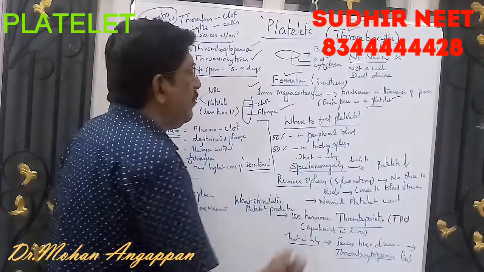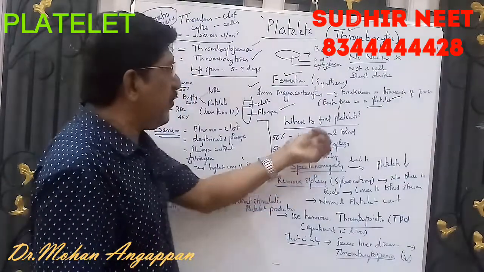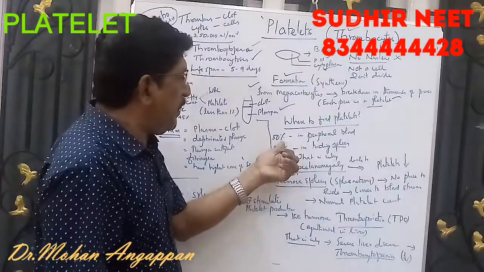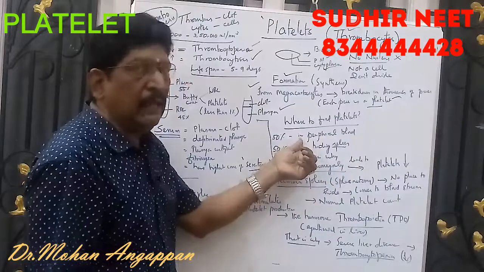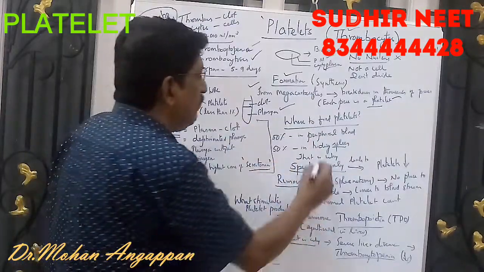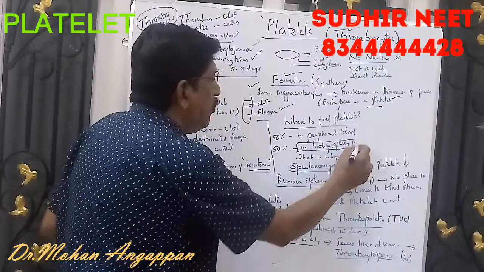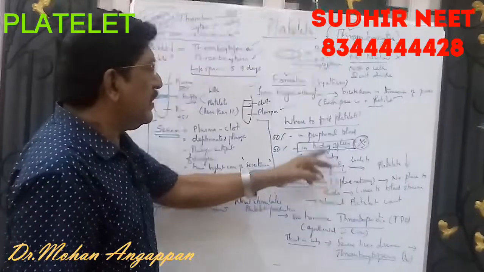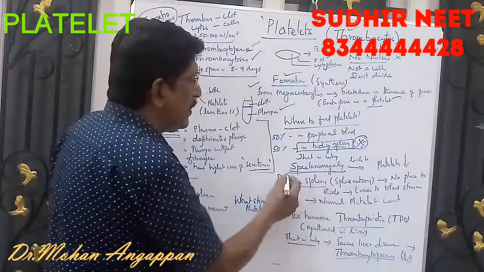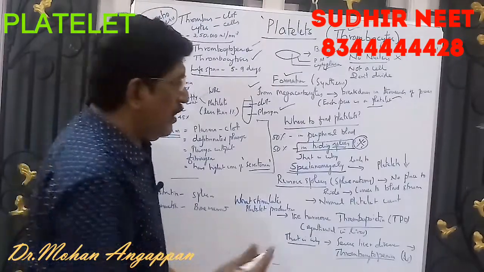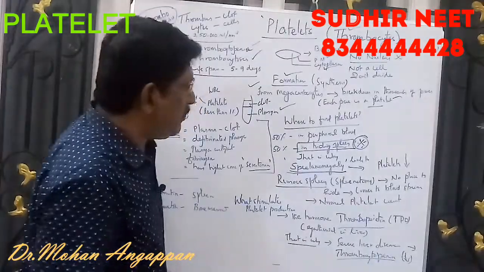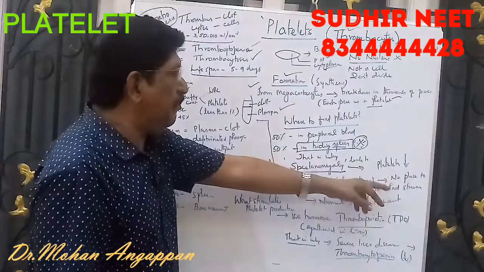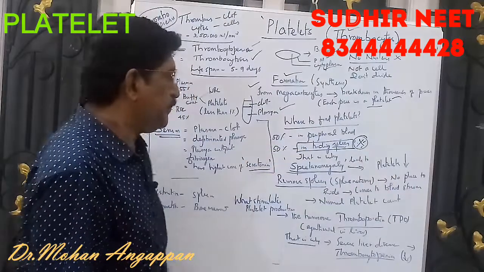Then where do you find the platelets in our body? As a surprise, 50% are in the peripheral blood as usual, and the other 50% of platelets will be hiding in the spleen. Very important. That is why when splenomegaly occurs, it leads to the destruction of platelets and the count will come down.